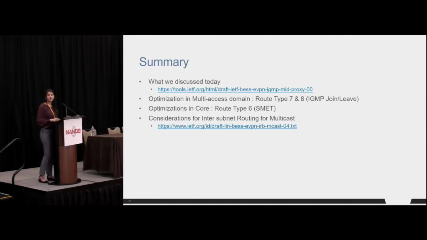We'll close with some of the reference material that was used. So the first URL up here is essentially what describes these optimizations, your route types 6, 7, and 8. The SMET route, which is used for optimizations in the core, and then route types 7 and 8, which are a reflection of the IGMP join and the IGMP leave, and they help optimize the multi-access segment. For further reading, optimized inter-subnet multicast routing, that's draft LIN, that's the last URL.